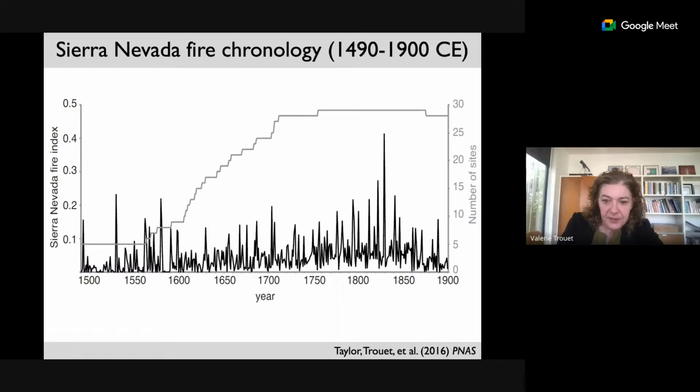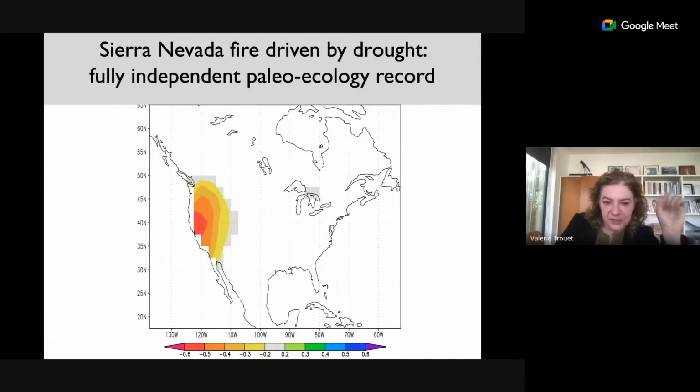You can then compare this fire chronology, which is really independent from the drought reconstructions and the snowpack reconstruction that I showed earlier, to drought reconstructions from the same region. When you do that, you see a bullseye over California, meaning that the fire years in California were the years that were also the driest years.